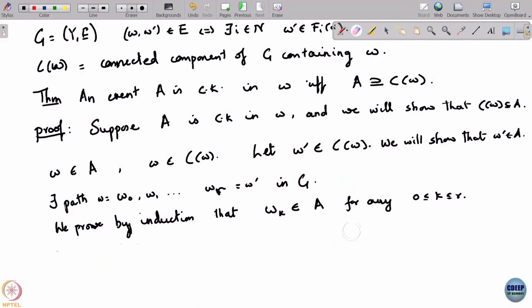Okay, so I'll just erase this, and we'll be able to show something even stronger. We will prove by induction that omega k belongs to A, and that A is common knowledge in omega k. This is stronger actually, but in fact this is eventually going to be necessary because the entire connected component is going to be shown as a subset of A. This will make our proof a lot easier. So we will prove by induction that omega k belongs to A, and also that A is common knowledge in omega k.